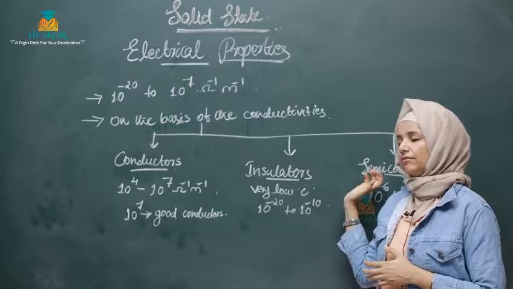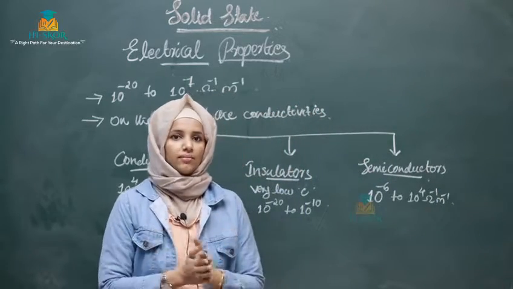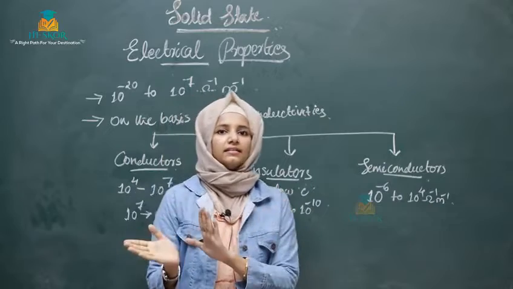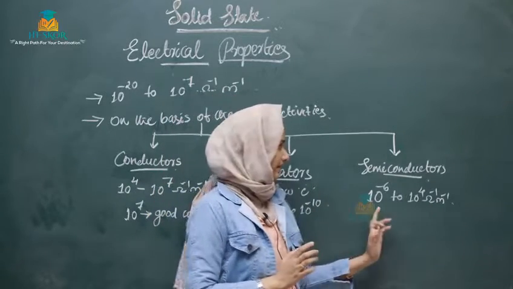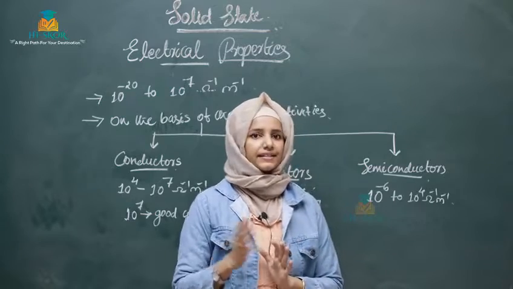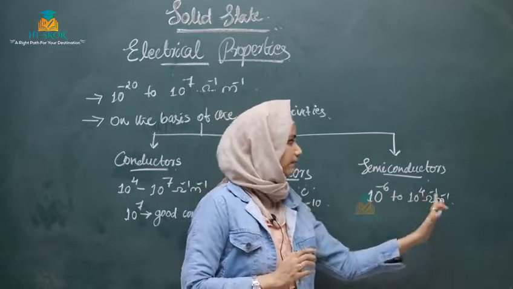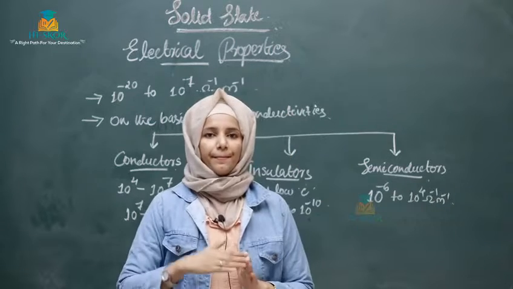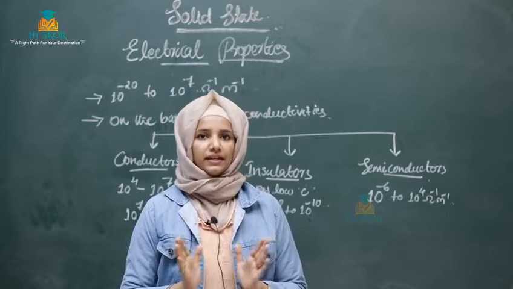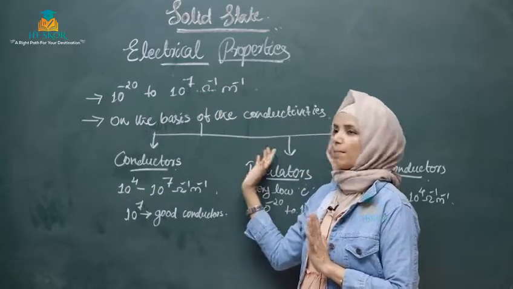Then one more category is there, that is semiconductors. Their range will be in between the conductors and insulators. That is, the range of conductivity will be 10 raised to minus 6 to 10 raised to 4 ohm raised to minus 1 meter inverse. So, based on these conductivity values, solids are classified into three categories. That is all about their conductivity property.